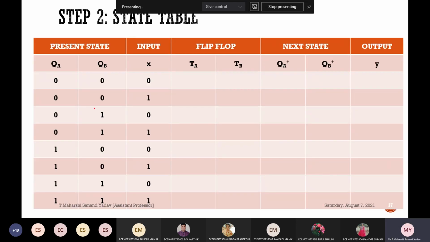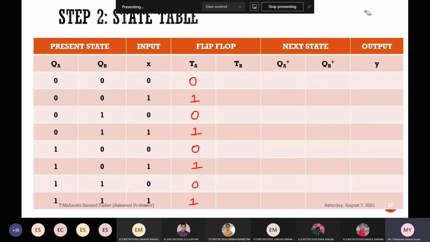Over. Next, state table: present state, input x, flip-flops, next state followed by output. Suppose if output is not there, don't add this particular column, or else you can add. Right. So by using the answers of TA and TB, you try to fill this. So TA is equal to x. So all the values of x, you can write it here directly. 0, 1, 0, 1, this is 0, 1, 0, 1.